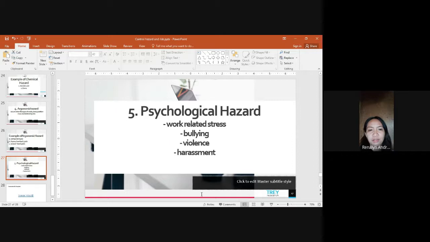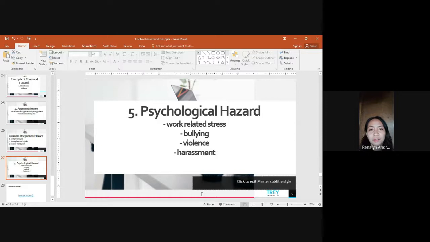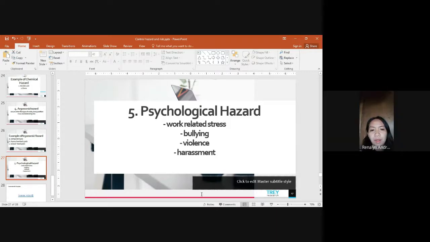How can this hazard affect workers' psychological health? If not managed effectively, psychosocial hazards can impact on workers' psychological and physical health and well-being. It can also adversely affect job satisfaction, organizational commitment, and conflict in the worker's family life. And also, there are some examples of psychological hazards, and they are work-related stress, bullying, violence, and lastly, harassment.